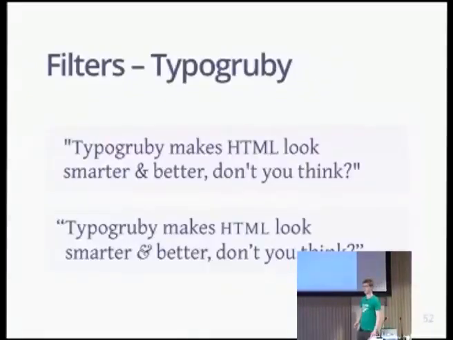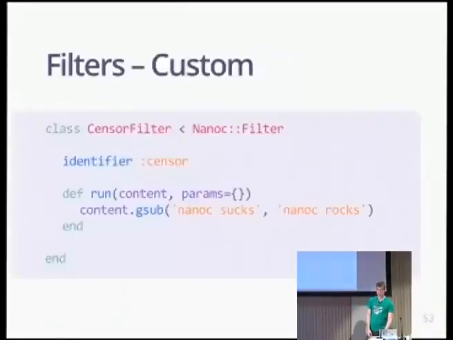Okay. Typogruby is an example of a library that cleans up your text. So basically smart quotes, proper dashes, proper ellipses, etc. And you can write your own filters really easily. This is an example I use a lot. It's a censor filter, so when you run it, it replaces all instances of "Nanoc sucks" with "Nanoc rocks", which has the nice advantage that if you Google for "Nanoc sucks", you only get instances of the Nanoc documentation.